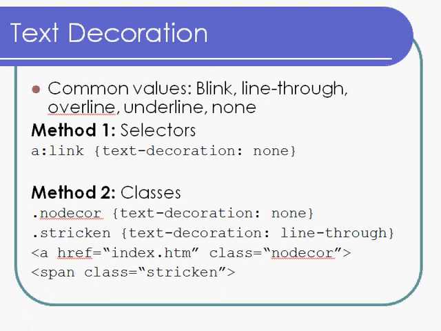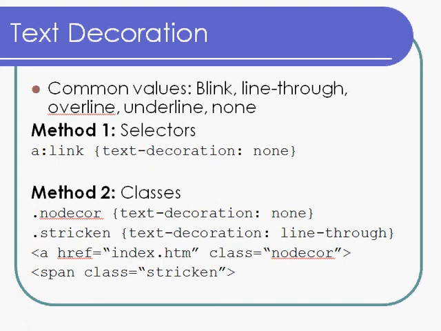Method 2 uses classes, and I've chosen dot and an arbitrary name called no_decor for no decoration. I set the text decoration property to none, and I create a second class here, .stricken. So if you want to do a strike through type of class, you can do that. Text decoration, line through.